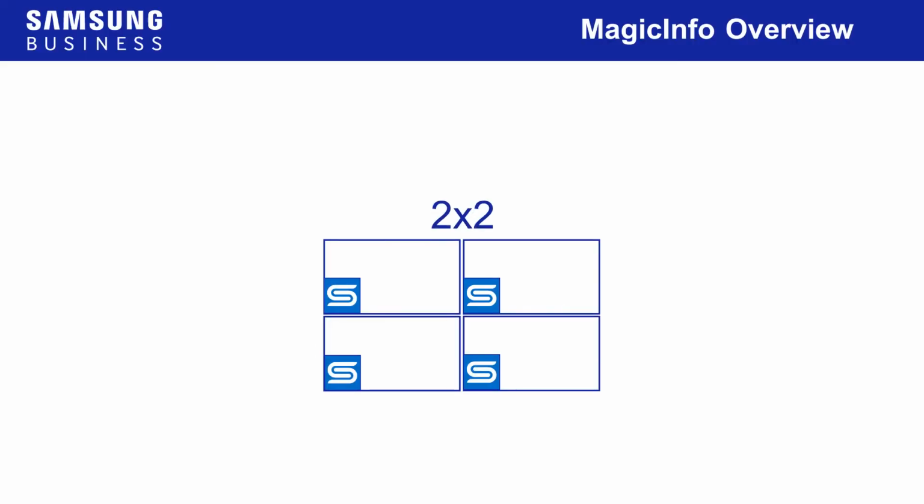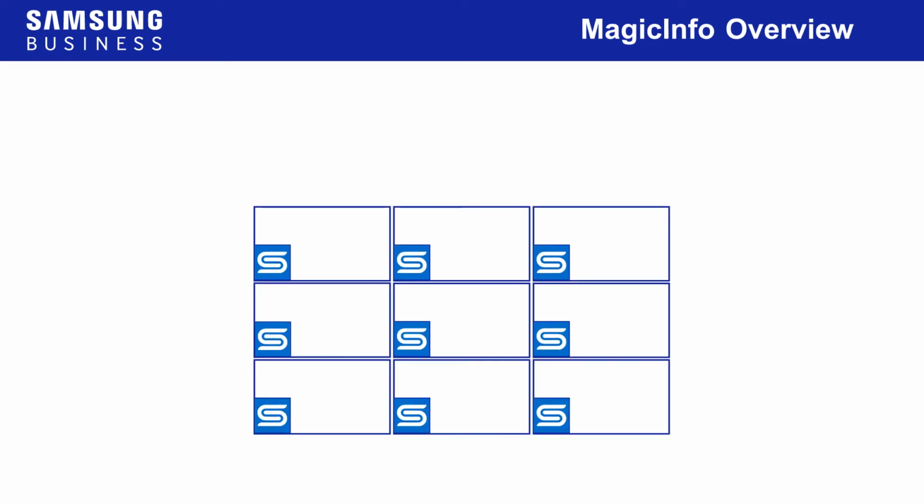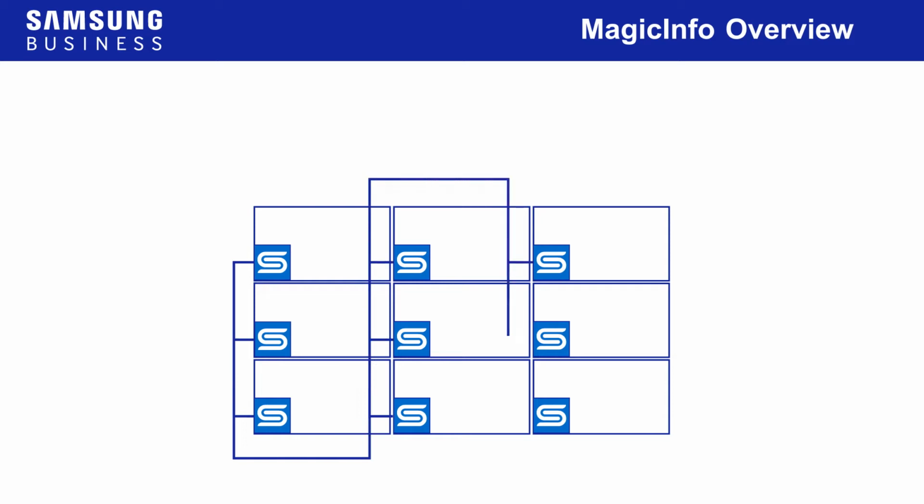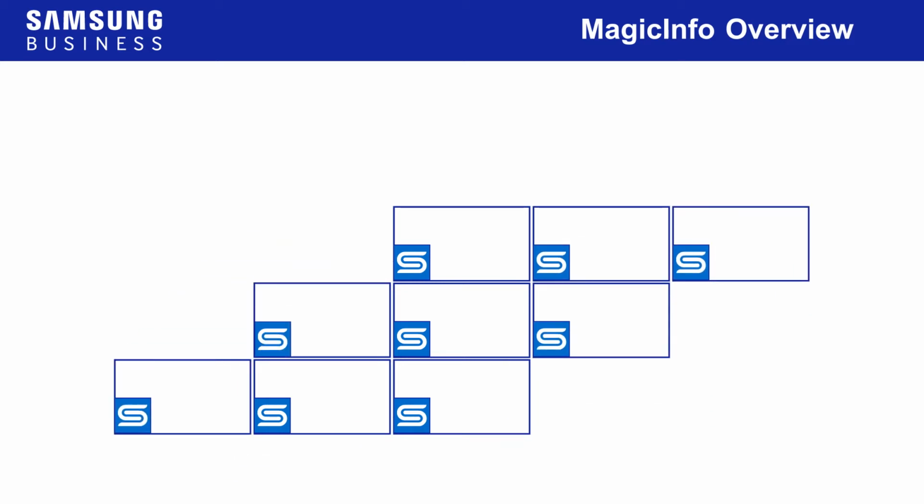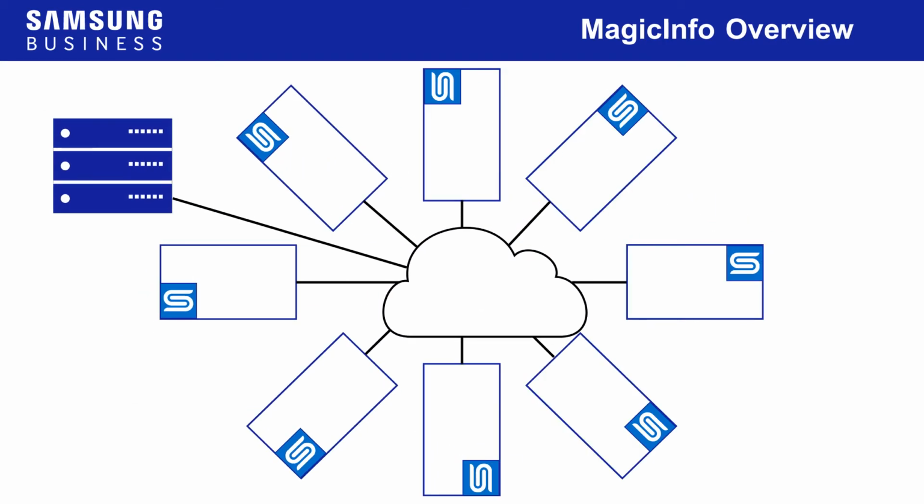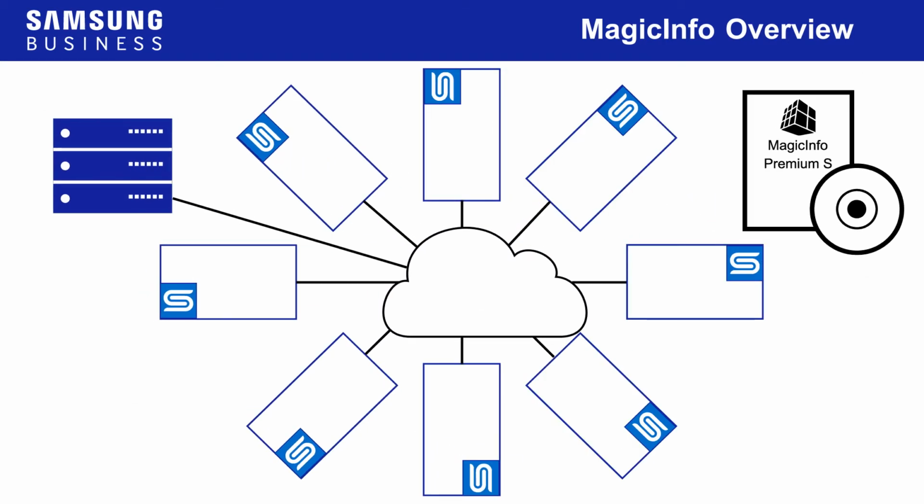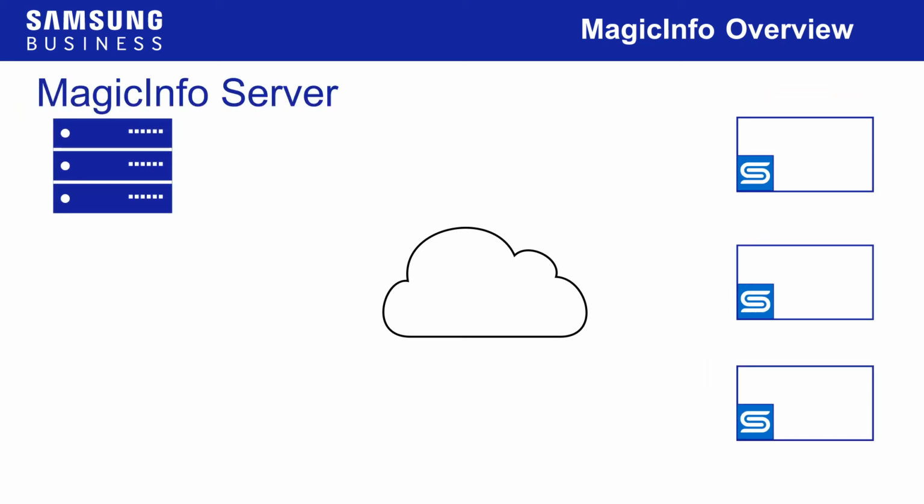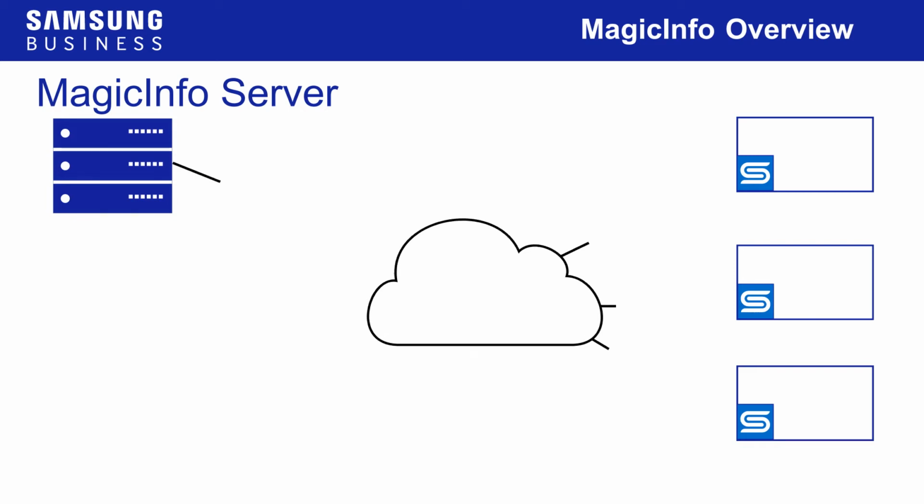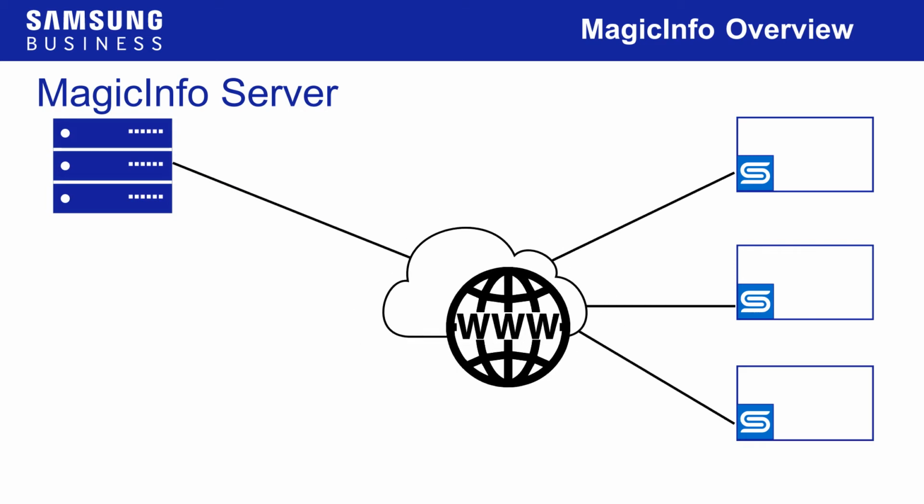Simple rectangular video walls can be created using nothing more than the embedded S-player and DisplayPort loop cables between displays. More complex arrangements can also be created, though these require a networked MagicInfo system and S-players running premium S licenses, both of which will be explained later in this video. For more advanced systems where centralized management is desired, a MagicInfo server can be established on any Windows PC connected to displays over a local network or via the internet.